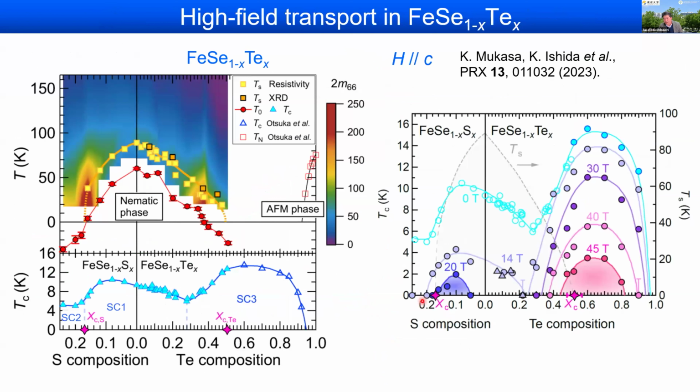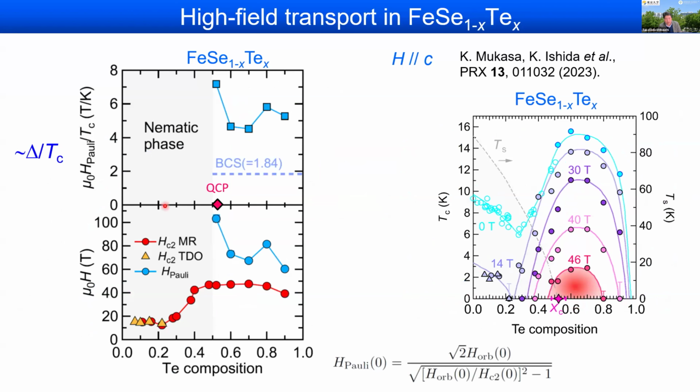Indeed, if you apply a strong magnetic field along the c-axis, you can suppress superconductivity, and now you have two independent superconducting domes like this. SC1 and SC2 can be quickly suppressed by magnetic field. However, SC3 is very robust against magnetic field, and even at 45 Tesla, we see the superconducting dome surrounded by this nematic QCP.